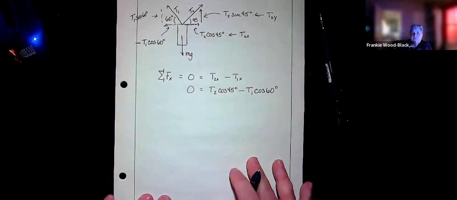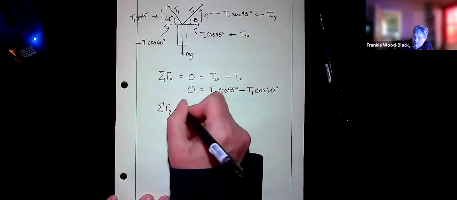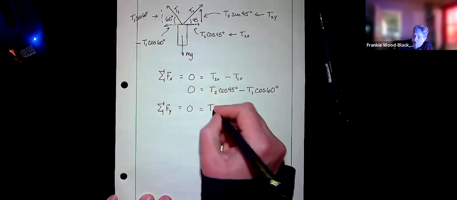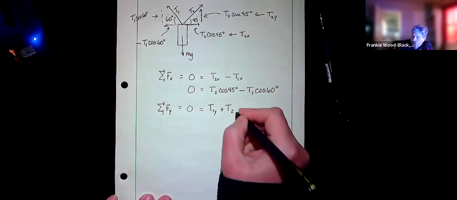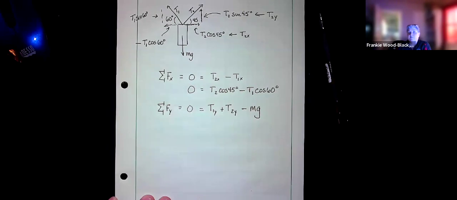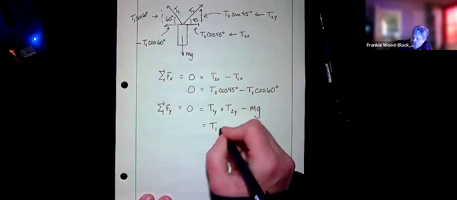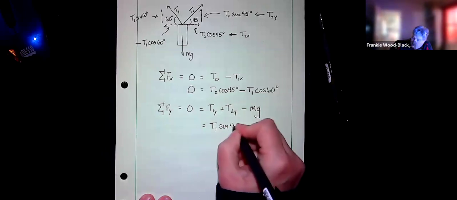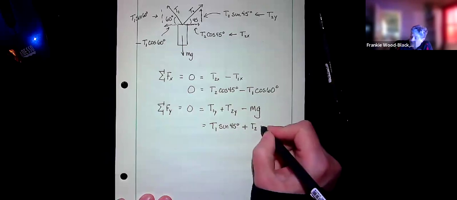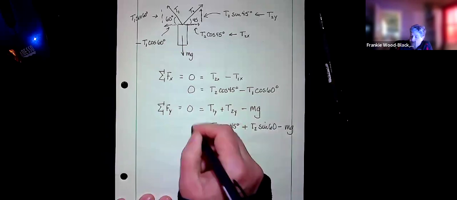Well, now I'm going to look at the sum of the forces in the y direction. It's got to equal 0, but now I have T1y plus T2y minus the weight of my object in my y direction. So now I get T1 sine of 45 degrees plus T2 sine of 60 degrees minus mg is equal to 0.